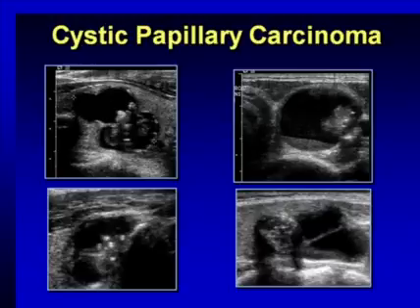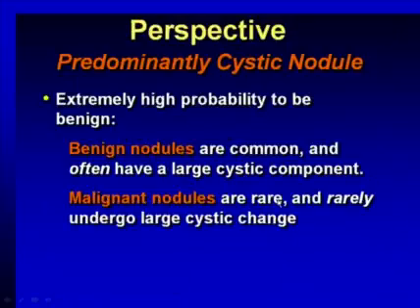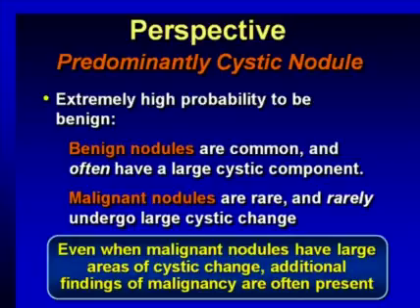Also, it looks like this is a common lesion. It's really not that common, but these are 4 examples of papillary cancers that are predominantly cystic. The way to approach this, though, is to say that as a practical perspective, the predominantly cystic nodule has an extremely high probability to be benign, because benign nodules are common, often have a large cystic component. Malignant nodules are rare and rarely undergo large cystic change.